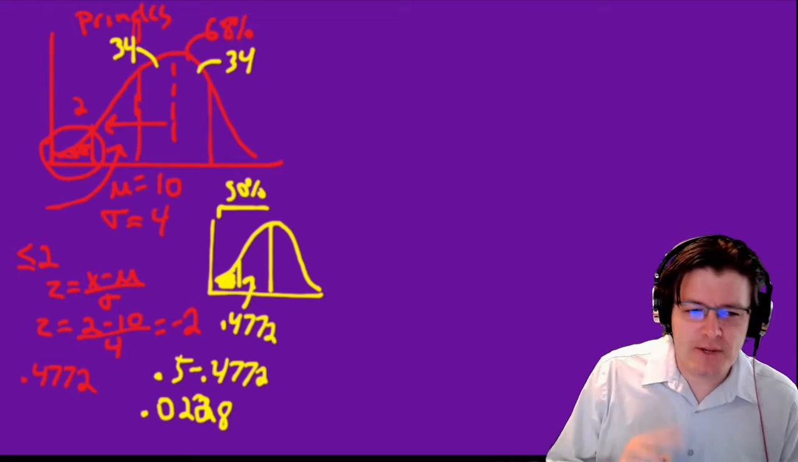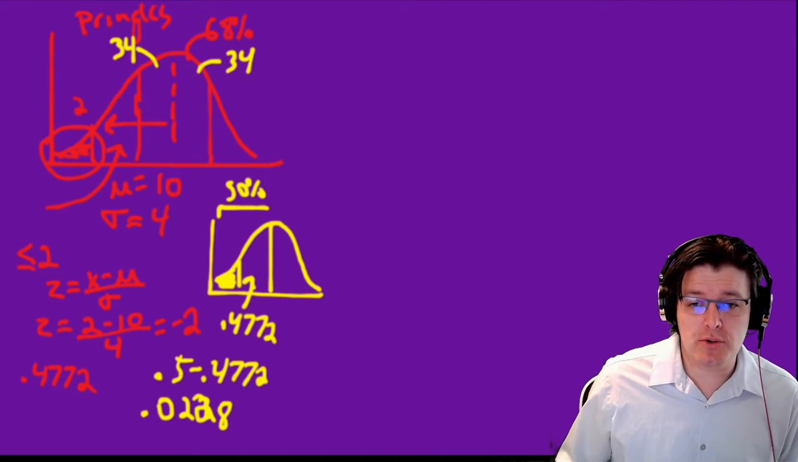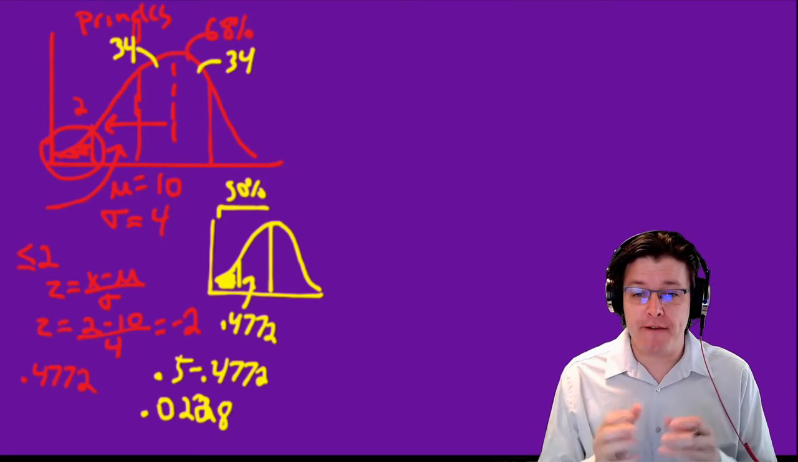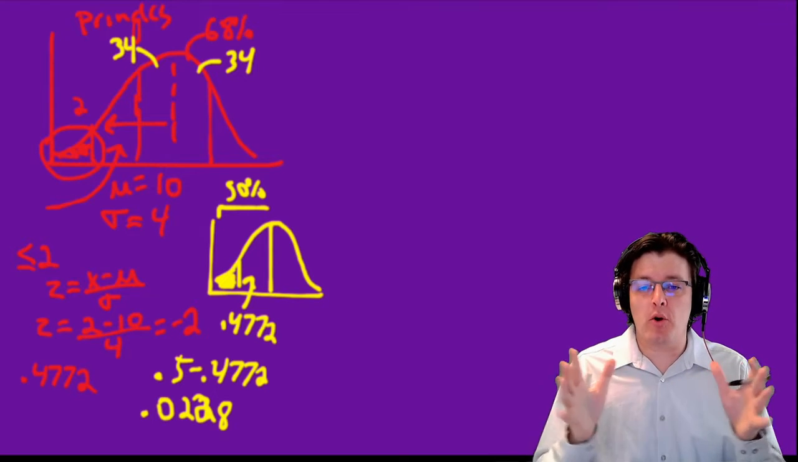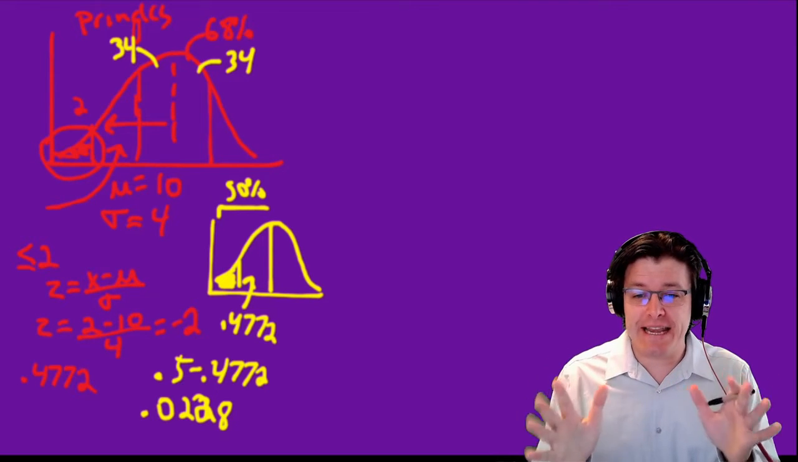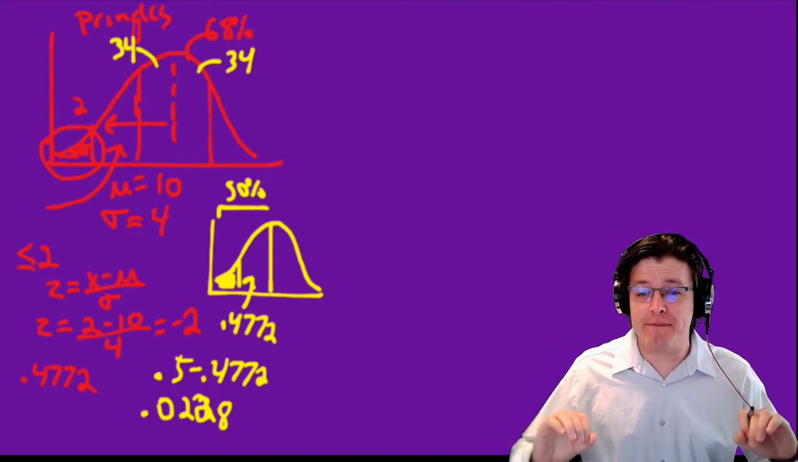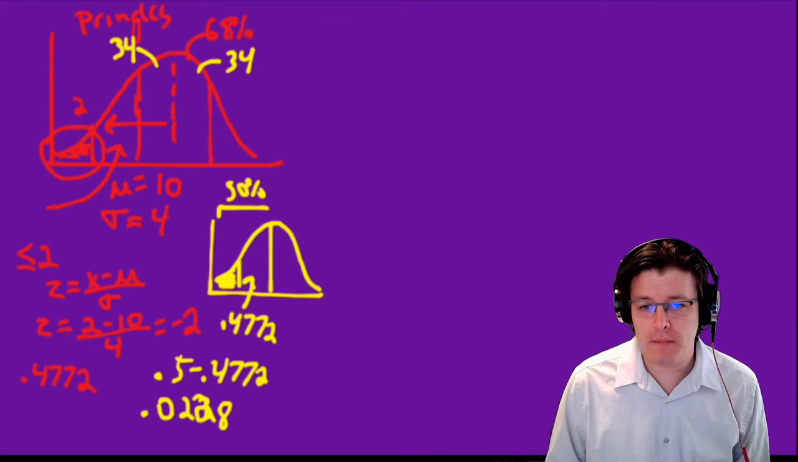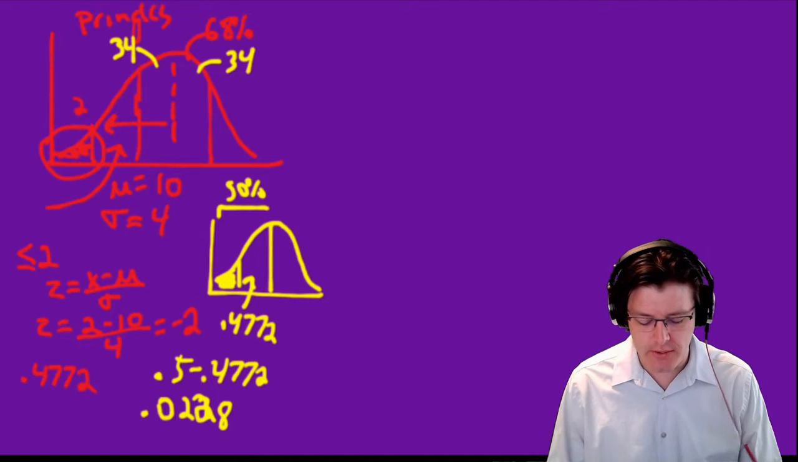Still could be wrong, but let's go with 0.228. Now, that's really close to the empirical rule, right? The empirical rule tells us 95% fall within 2 standard deviations. So that must mean that 5% fall outside of 2 standard deviations. But this is like 2.25%. So what's going on here?